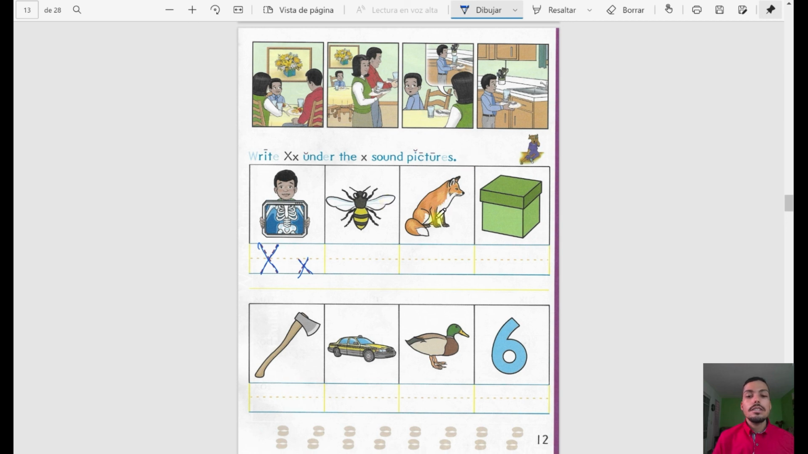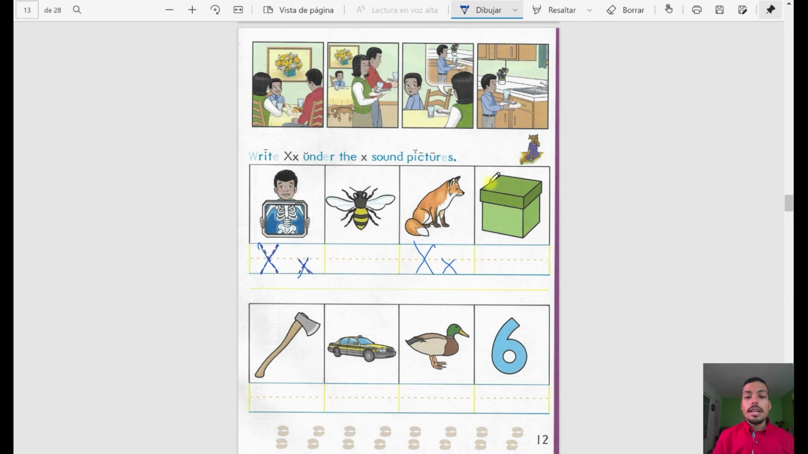The next one here, this is a fox. Fox has the sound x. Fox, it has the sound? Yes, very good. So we have to write the letter X in uppercase and then a lowercase here. Very good.